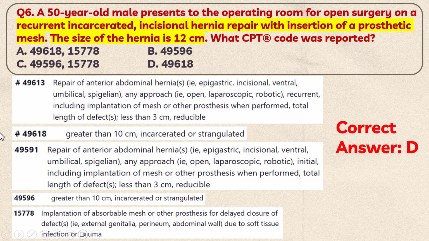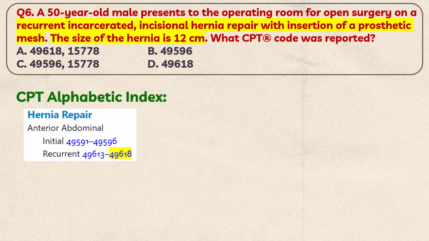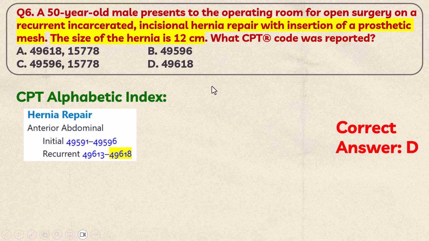If you encounter this case in the real working world, you have to use the CPT alphabetic index. First go to the main term hernia repair, then go to the subterm anterior abdominal wall. There are two types, initial and recurrent. Our case is recurrent, so it will lead you to the following series of codes. Again, come back to the tabular list and read these codes from 49,613 to 618. Then you can find the answer. D is correct, that is 49,618. So this is the end of this part.